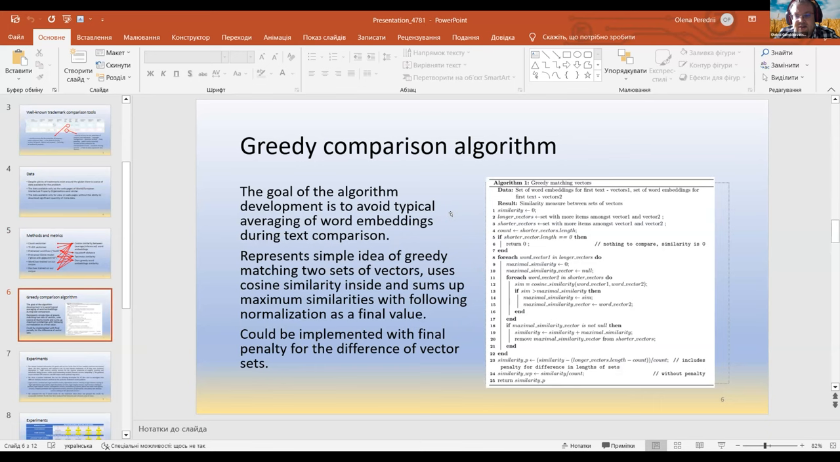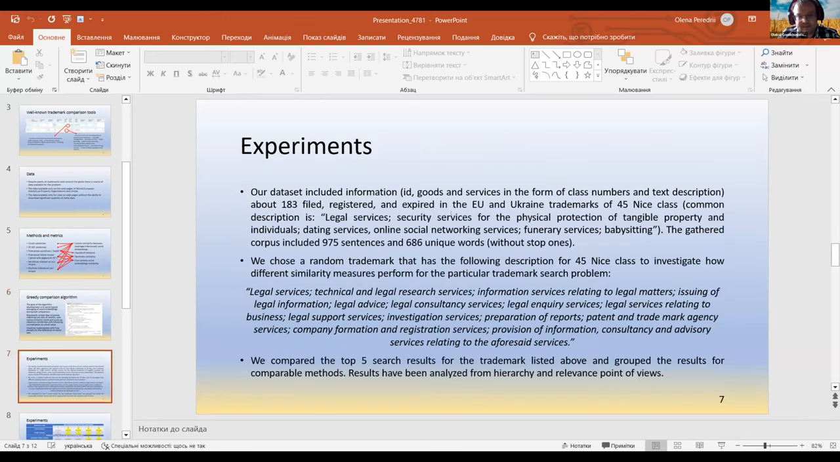We don't like that if you have a sentence and if you have embeddings for each separate word, the typical way is to average this embedding and to compare them. So this algorithm is just simple, based on a greedy approach, and is used to compare directly sets of vectors.